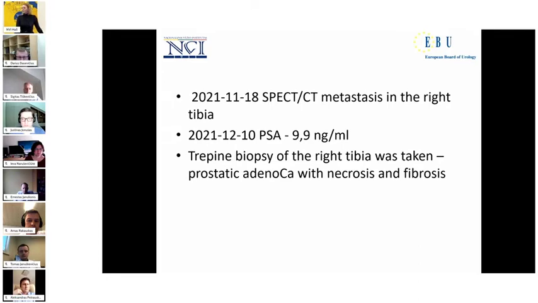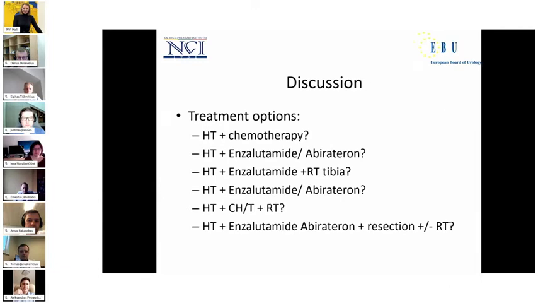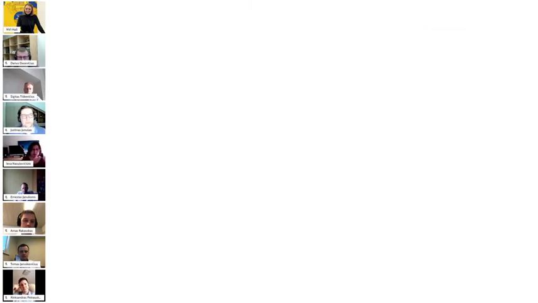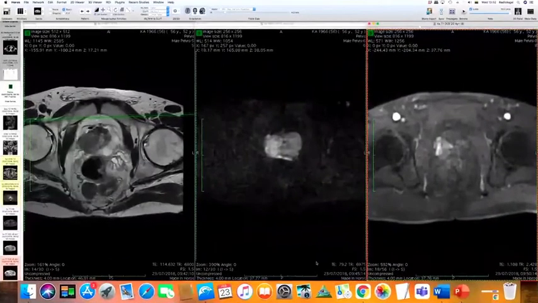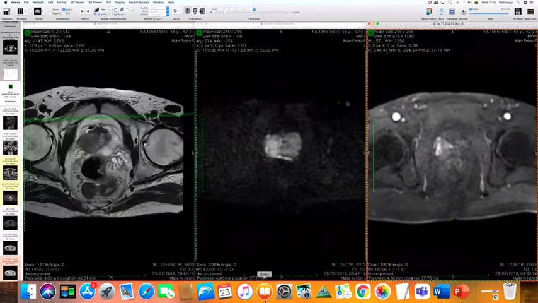So for the discussion, I would go straight to the treatment. What treatment would you recommend in this case? If I could interrupt, I have images of the MRI, so if you could share my screen, I would show. Do you see my images or not? Yes. Okay.